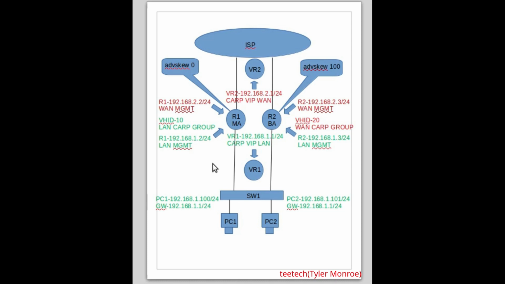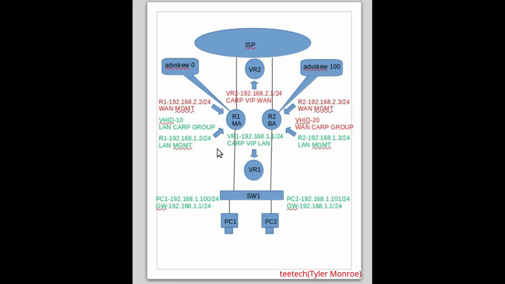Normally, you have one IP address per computer. In this case, they share one virtual IP address. Now, that virtual IP address is assigned to a group. So up here, the VHID 10, that's our group for our LAN. And the routers in that group, or servers, can manage this IP, the virtual IP address, the CARP VIP LAN.